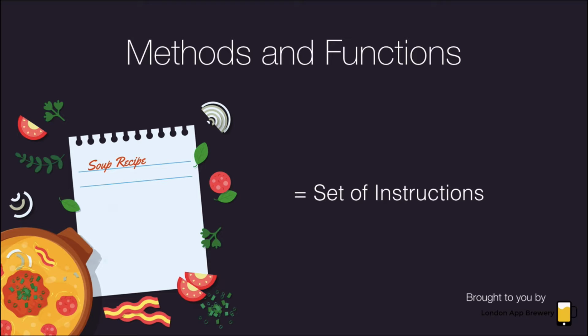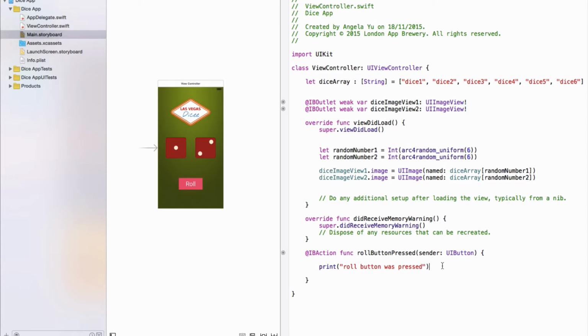Just as you would use a set of instructions to make soup or make cake, methods and functions are ways of listing your instructions for the app to perform. All of those instructions then become enclosed inside a particular method or a function, and then you can call the name of the function in order to trigger the whole set of instructions. So let's take a look at this in our code.